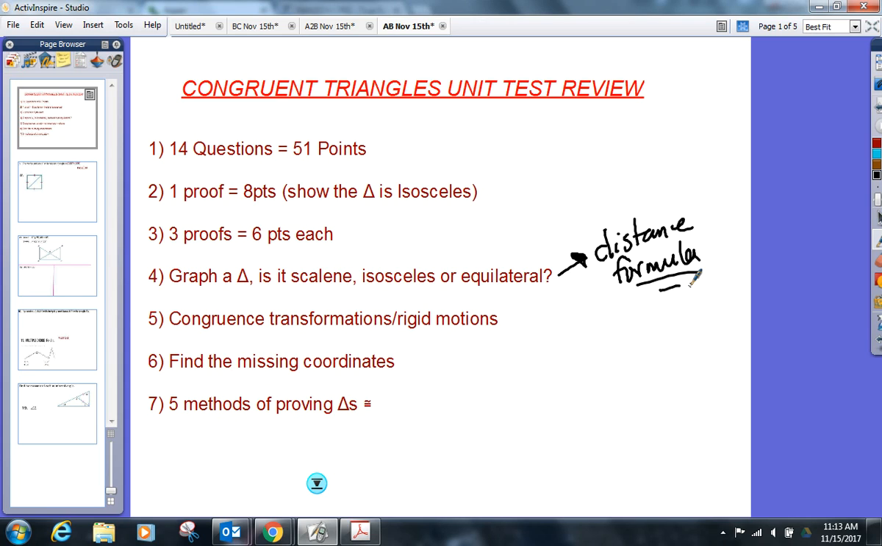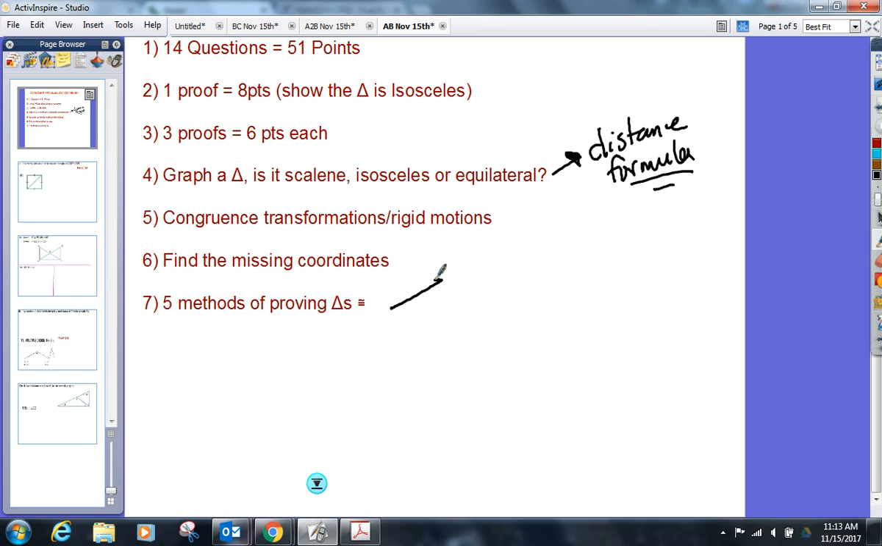Finding the missing coordinates, that's what you guys did 2 days ago. Here's an isosceles triangle. I give you the variable coordinates. What's the missing one? All right, so that's number 6. And then you definitely know we're going over this right now. Here we go. You can just voice them out for me here. The 5 methods, what do you got for me?